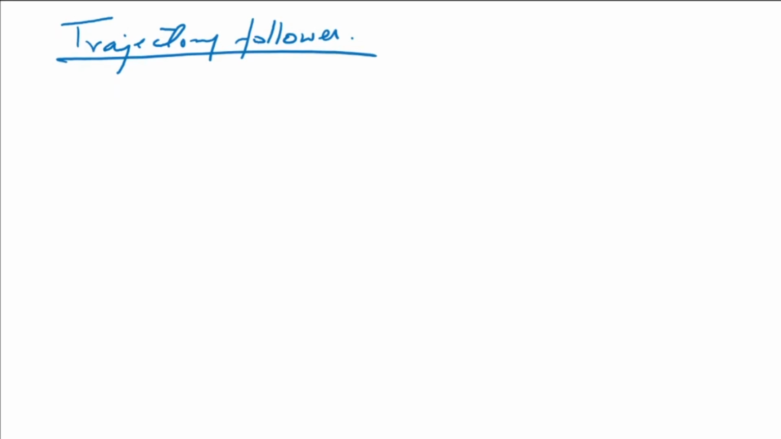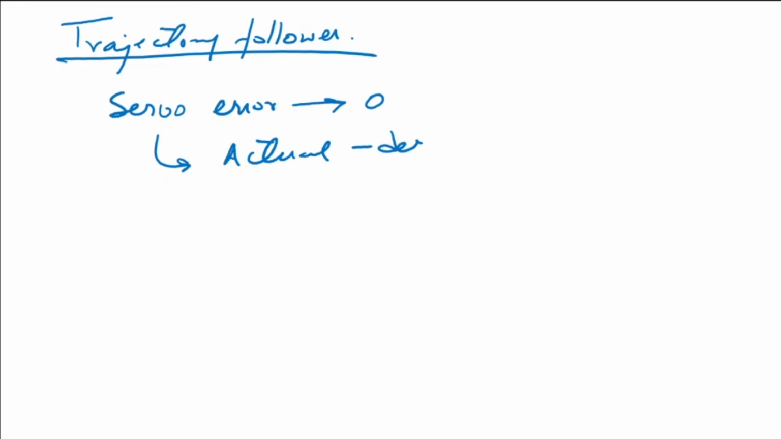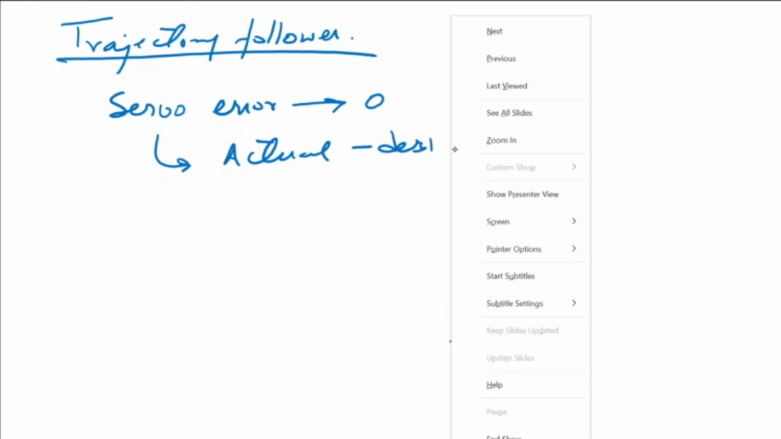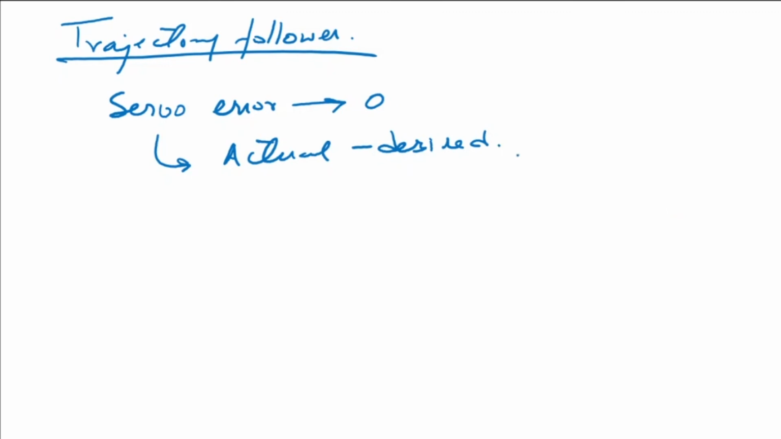Now, how is a trajectory follower made? A trajectory follower is made by creating a servo error, and then we make the error go towards 0. That is how the trajectory following system works. What we first do is generate an error between the desired and the present, and try to make that error go to 0. So what is this error about? It is actual minus desired positions. Then we try to drive this towards 0 by putting a controller there.